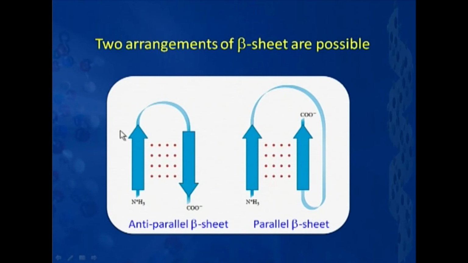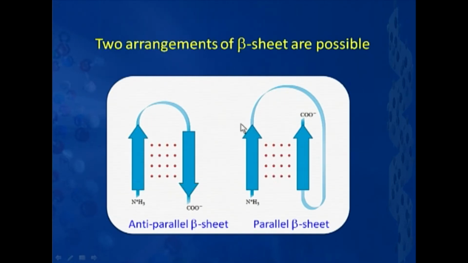Further, there are basically two arrangements possible here, because when these kinds of sheets are formed, you may have an antiparallel beta sheet arrangement, wherein as the strands move, the N termini of one side are aligned with the C termini of the other. This is basically an antiparallel arrangement. Another possibility is that the two chains, when they fold and make a sheet, are parallel. That means the N terminal here and the N terminal here will align with each other.